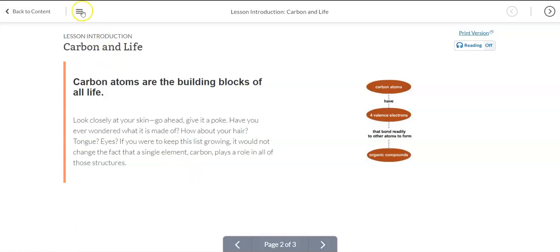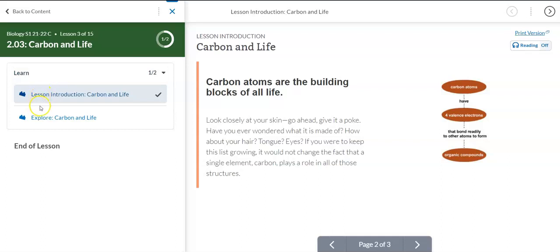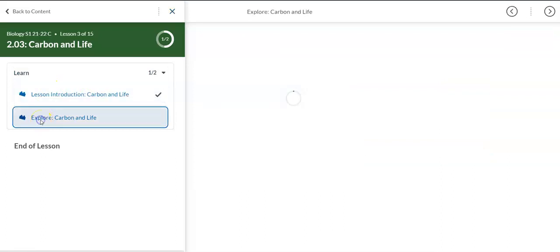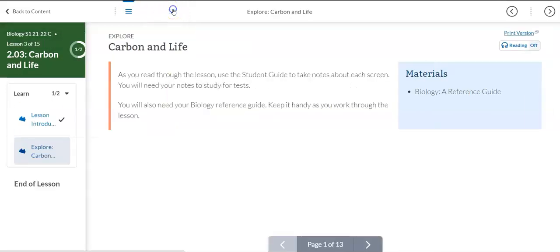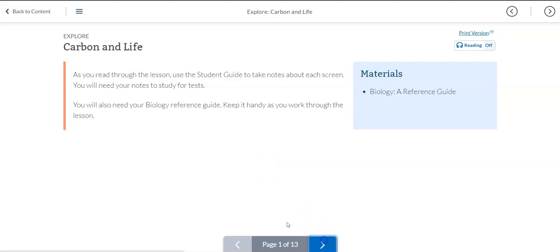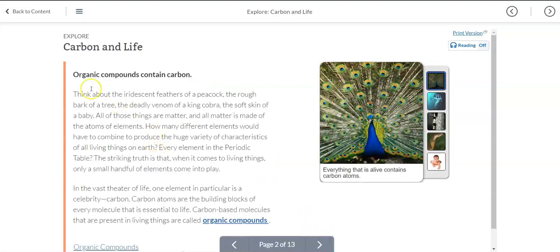So I go back up to my pancake button, and now I've finished with the lesson introduction. I'm going to click on Explore Carbon and Life, and it'll take me to page 1. Let me make the page bigger. Click on to page 2. Organic compounds contain carbon. Okay, that's great. What's an organic compound? I see a link down here. I'm going to click on it.